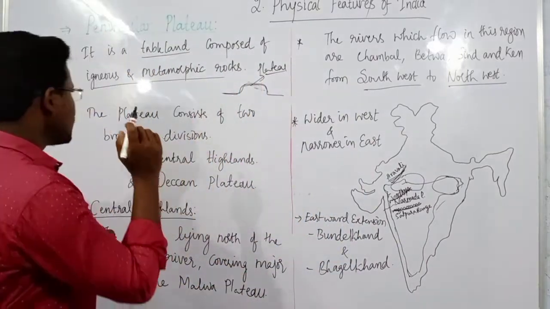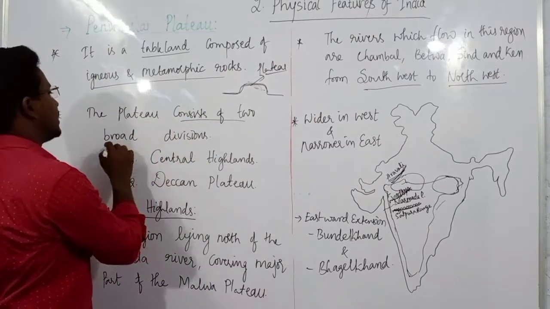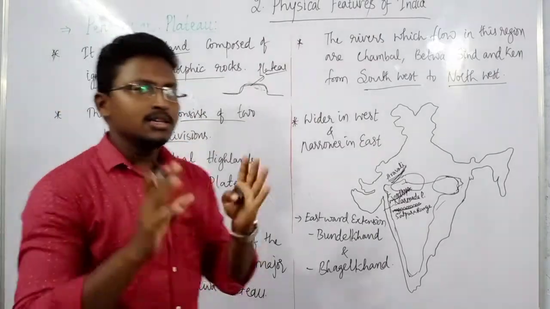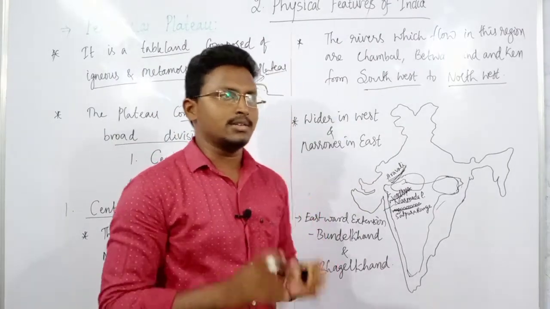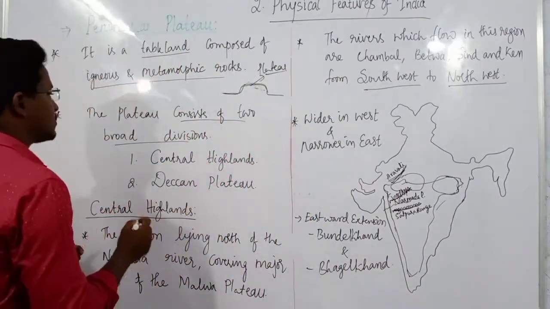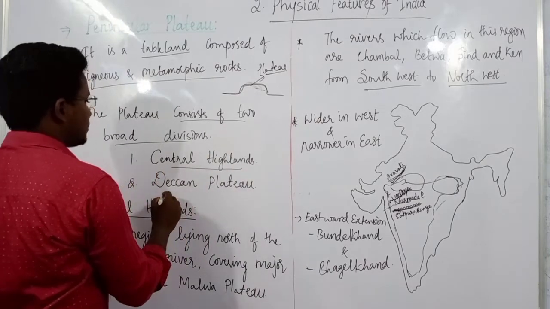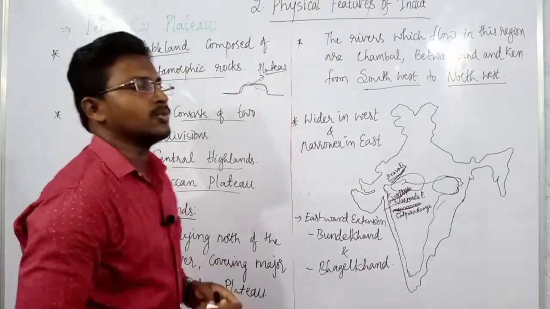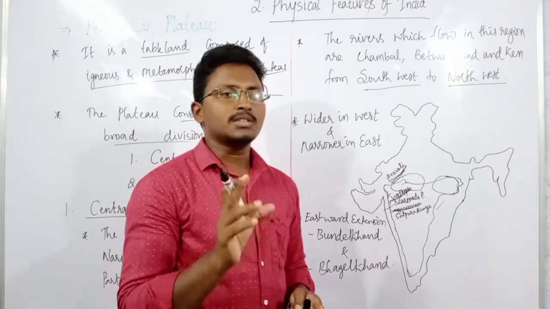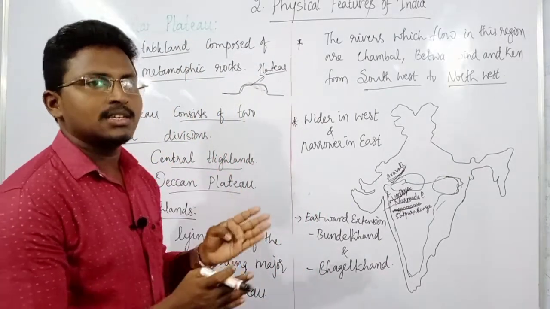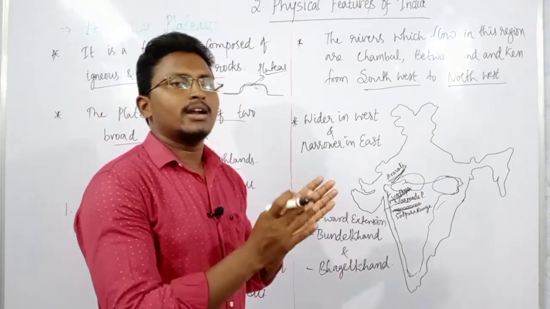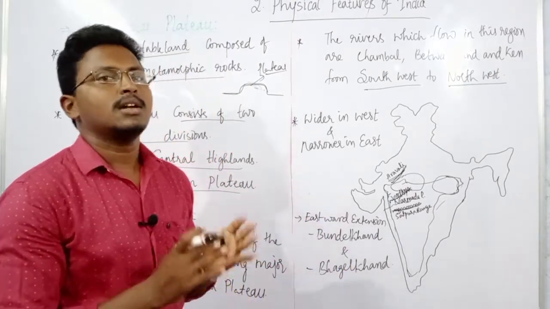And this plateau consists of mainly two broad divisions. That means this entire Peninsular Plateau has been divided into two different parts. What are those? One is the Central Highlands, the second one is the Deccan Plateau. So we will first discuss up to which region we call it the Central Highlands, and from which region we call it the Deccan Plateau.